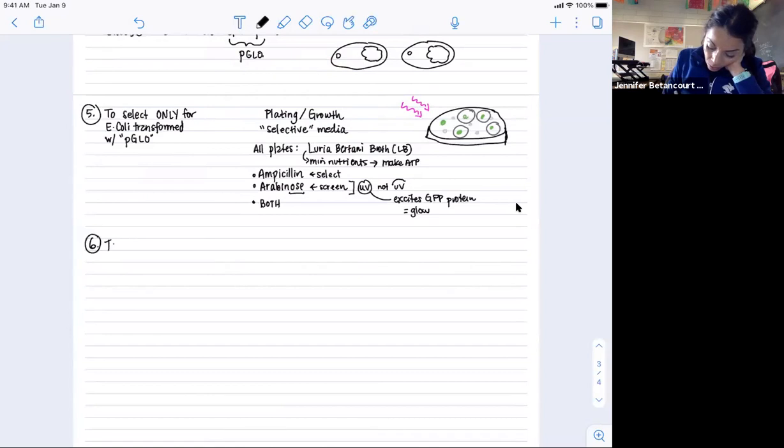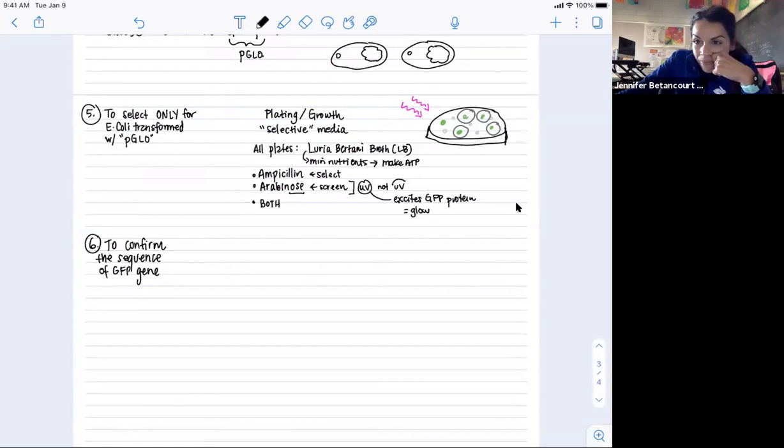Okay, so the goal here is to confirm the sequence of the GFP gene. Okay, go ahead and press enter.